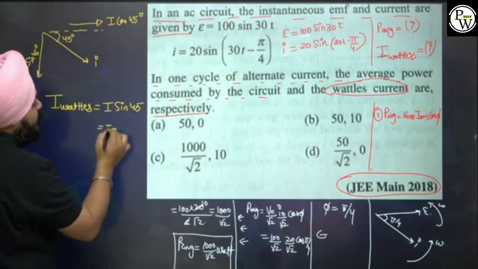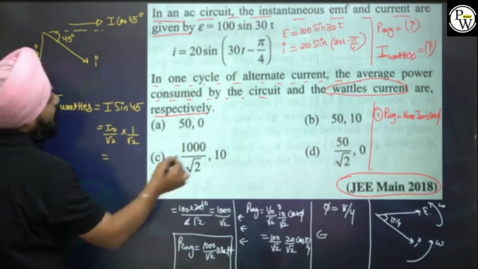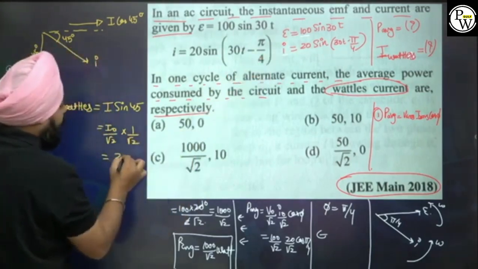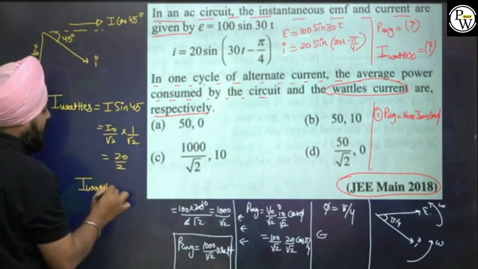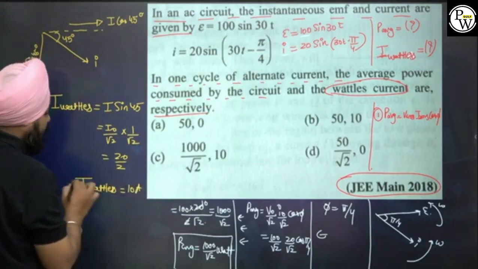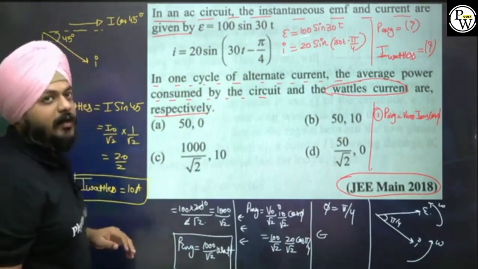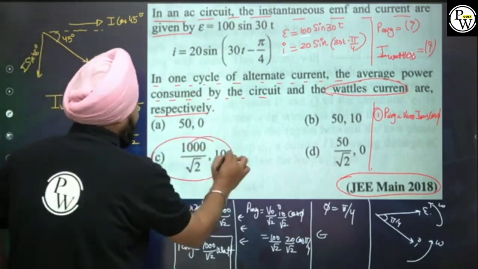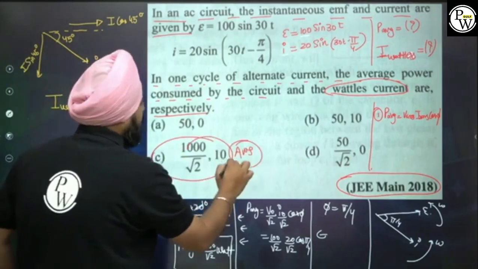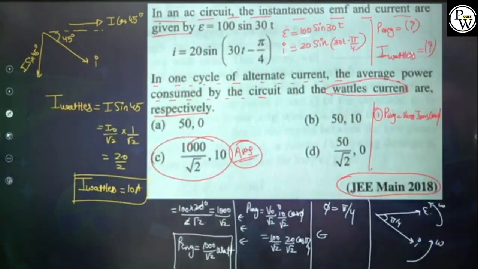So this will be equivalent to I naught by root 2. This is going to be the RMS, so we have to convert it into the peak, that is 1 by root 2. The I naught value is nothing else but 20, so the wattless current is going to be 10 ampere. Option C will be the perfect answer for this specific question.